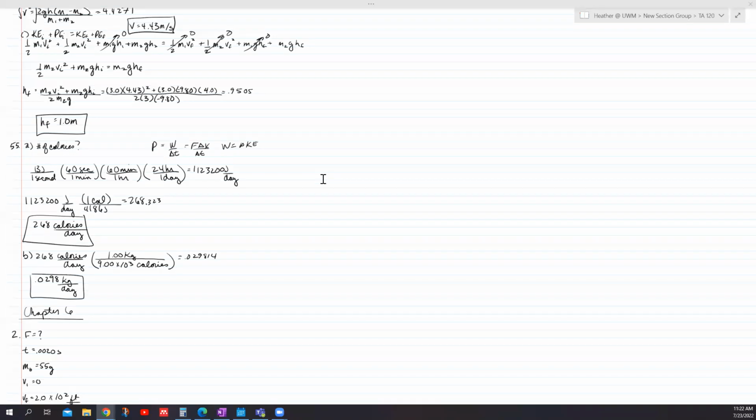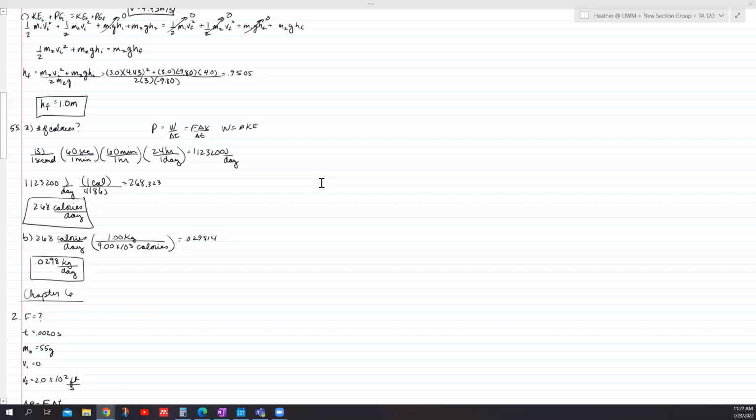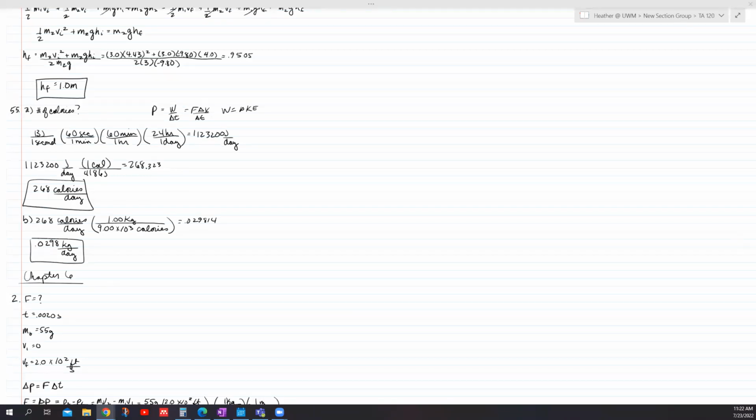And you end up with 1,123,200 joules per day. We are going to change that into calories, and we know that 1 calorie equals 4,186 joules. So we are going to divide 1,123,200 by 4,186, and we get 268.323, or 268 calories per day.